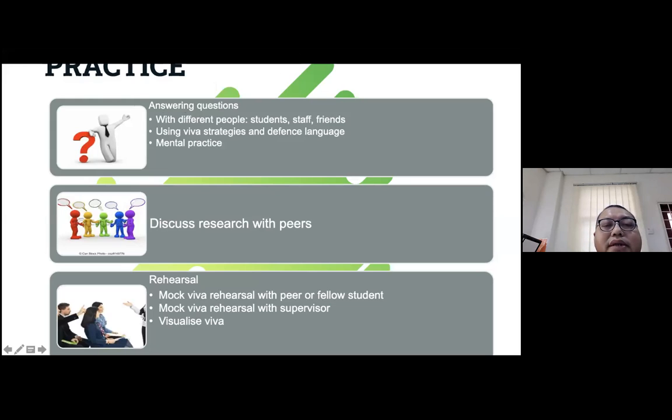So these are the things in the preparation that may happen. I would suggest that for the Viva session, you need to practice.